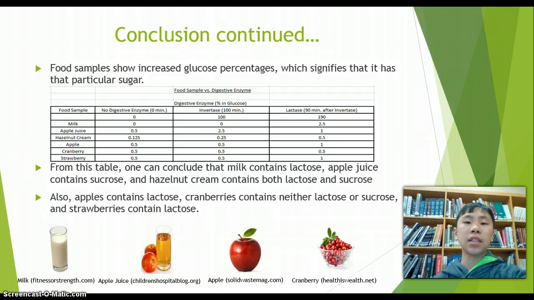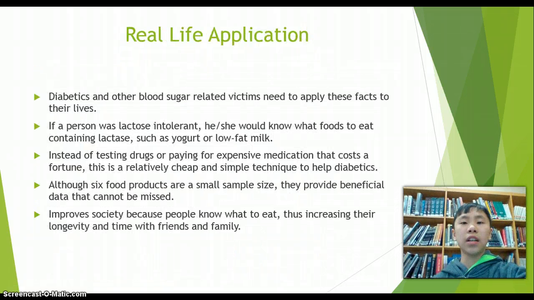For example, milk rises at lactase to 2.5%, and apple juice rises at invertase from 0.5% to 2.5%. This means milk contains lactose and apple juice contains sucrose. Diabetics and other victims can use this knowledge because it is cheap and simple to follow through with. It gives victims an idea of a healthy diet which improves both themselves and society.